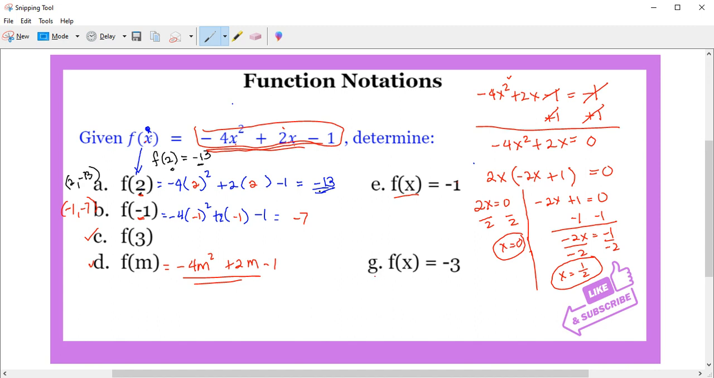So why don't you try letter G and tell me your answer? This is basically similar to letter E, so try to see if you can find the answer.